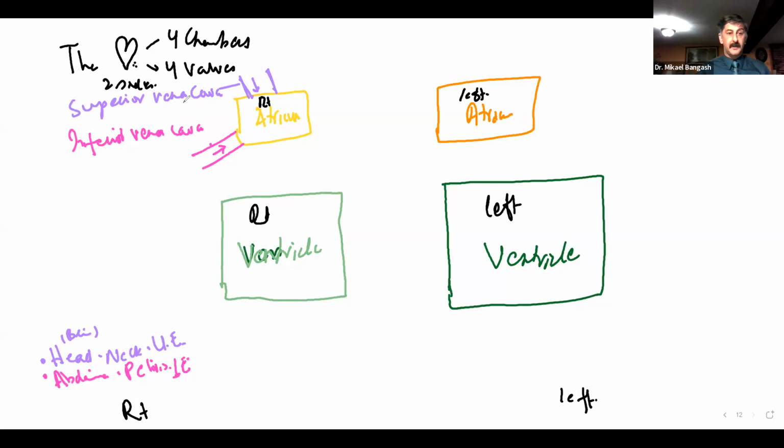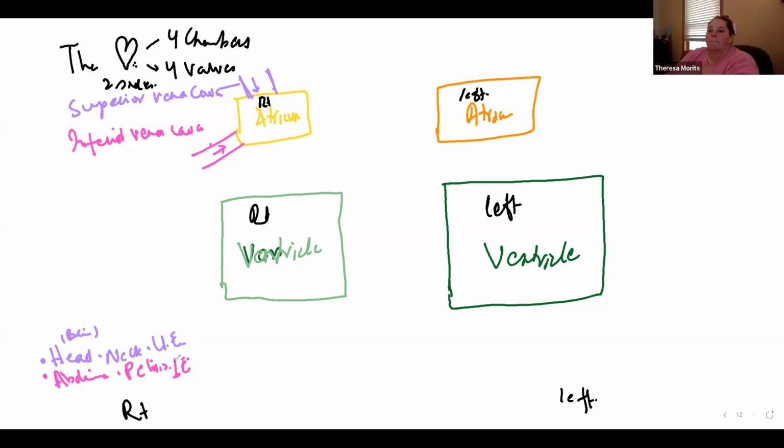So you can say that the superior vena cava just brings blood back from these structures here, whereas your inferior vena cava will bring blood back from the structures and organs and so on which are found in the abdomen, the pelvis, and the lower extremity. Did that make sense?